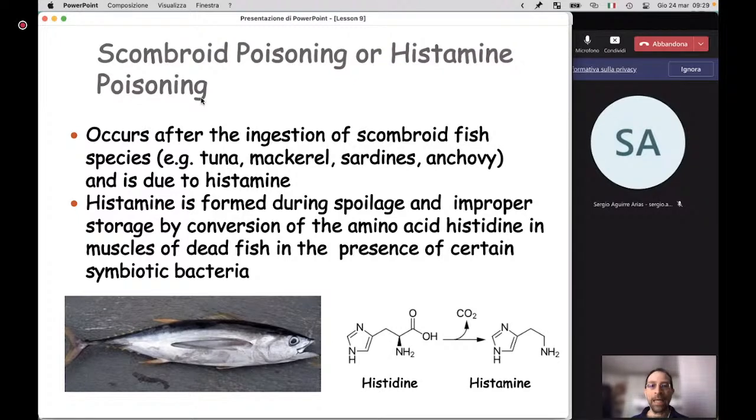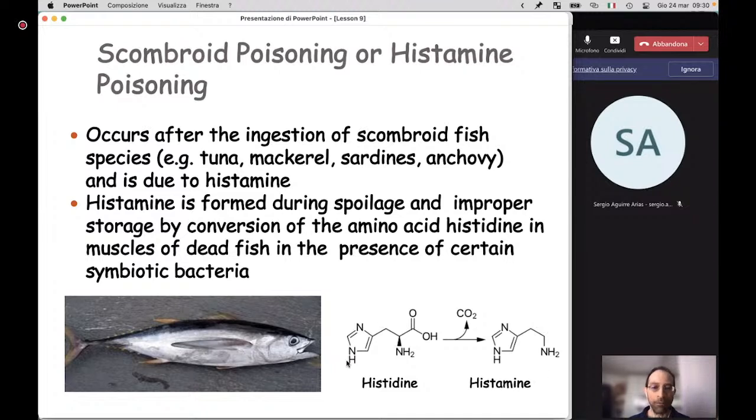Scombroid poisoning is not a natural event. Scombroid poisoning happens when the fish is not properly stored, and it is due to the production of histamine from amino acids, and in particular from histidine, which is, of course, an amino acid, so it is present in high amounts in meat and fish meat, of course.